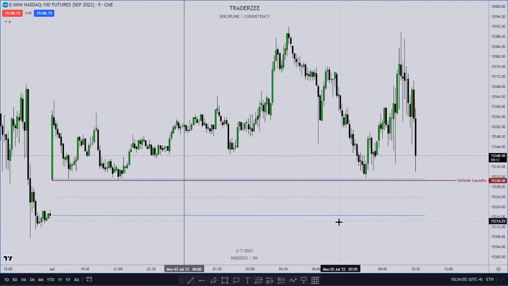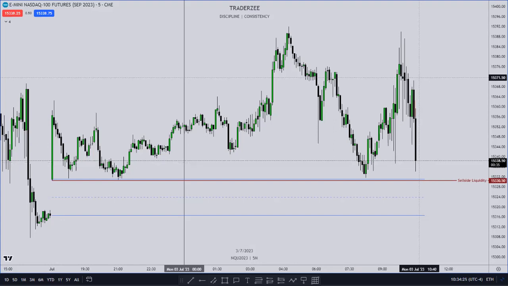Now, if you look at the ES 1 minute chart, you will see a 2022 model, but do not take it. Do not take it. Small little buy side taken. Displacement, fair value gap. Do not take it.